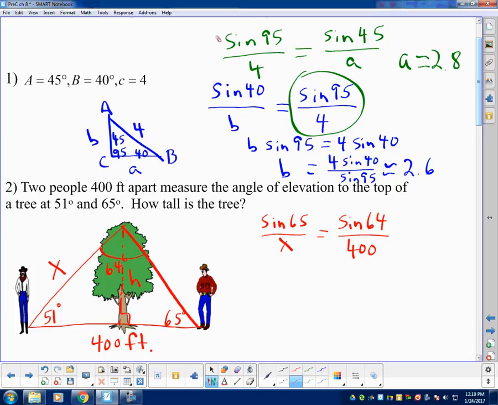So cross multiply and solve for x, and you should get about 403.3 feet. So that is my x over here. I'll label it. It's about equal to 403.3. Now I have the hypotenuse of this little right triangle here.